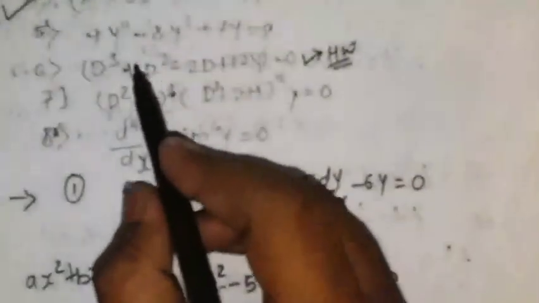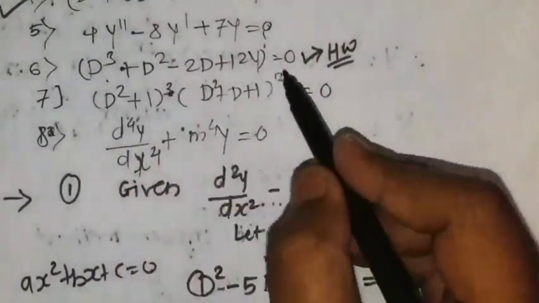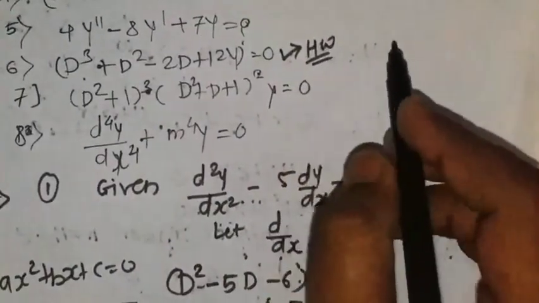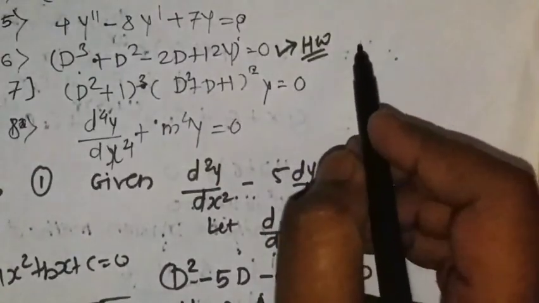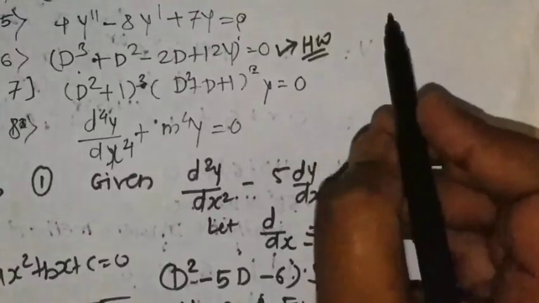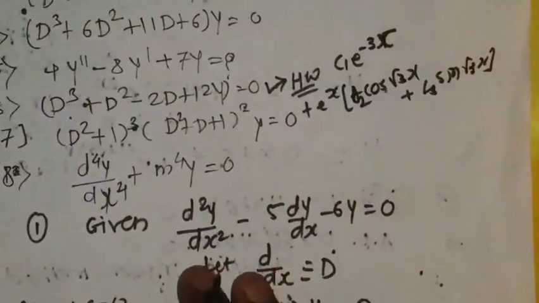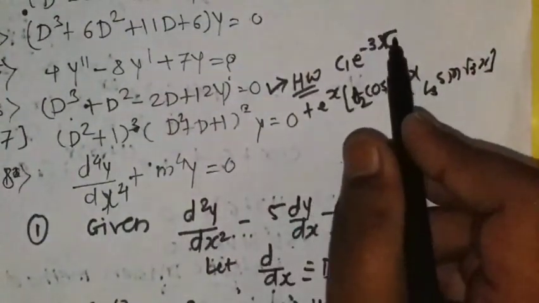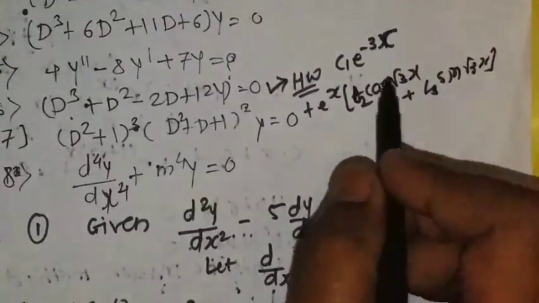Okay, the next problem, problem number 6, you try at home. This is a degree 3 polynomial. One root you can obtain using synthetic division, and the second degree polynomial's roots we will get as imaginary roots. I will give you the answer for CF, so this is the answer for that problem: C1 e raised to minus 3x plus e to the power x, C2 cos root 3x plus C3 sin root 3x.